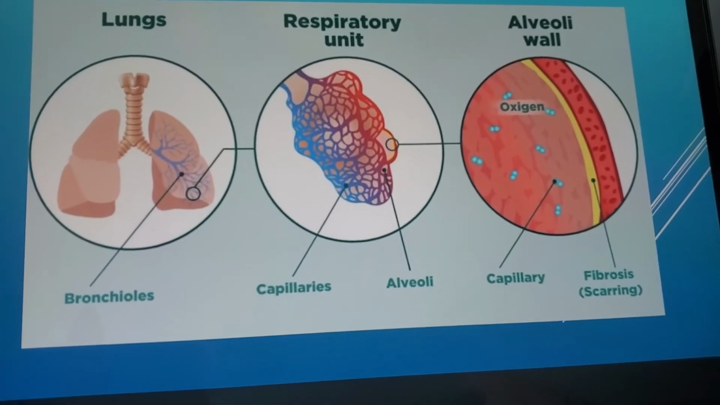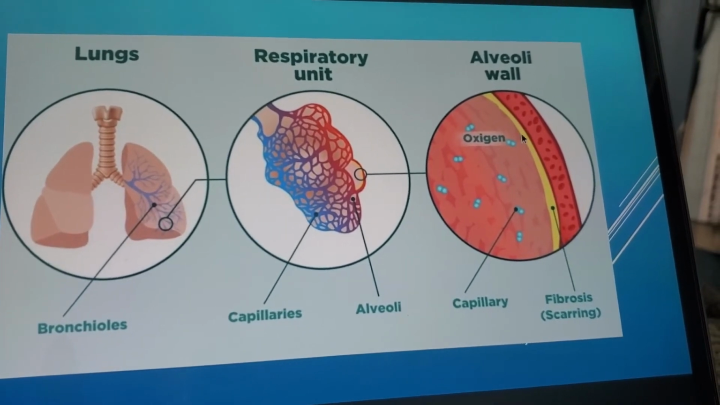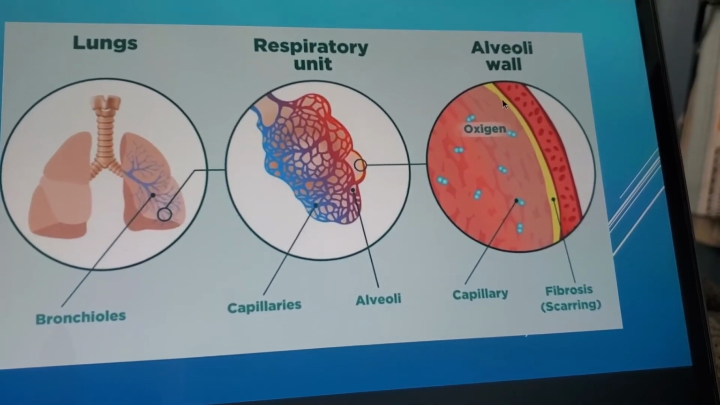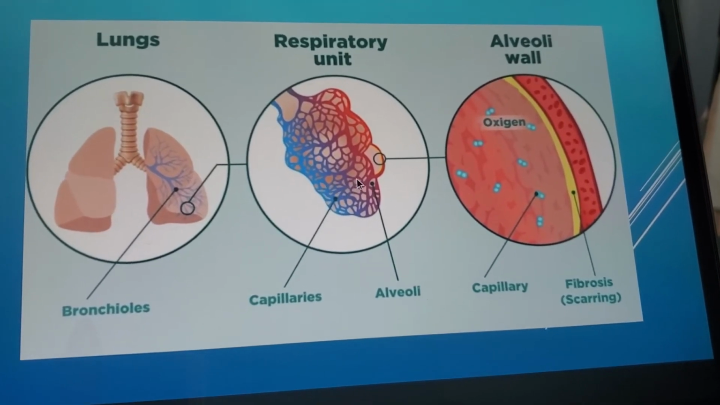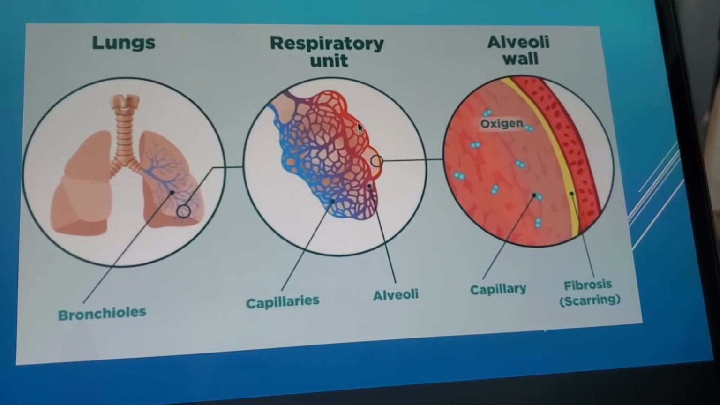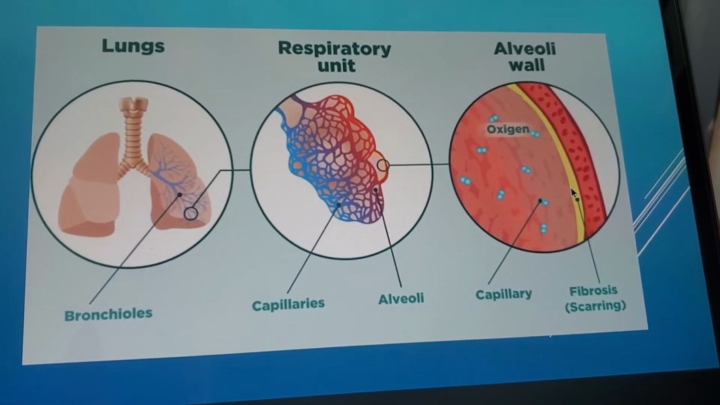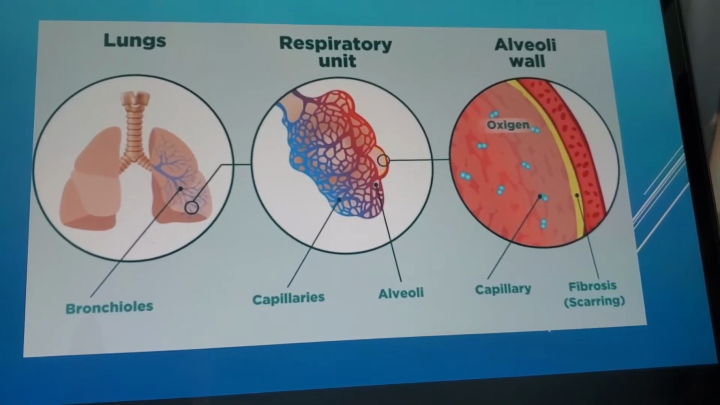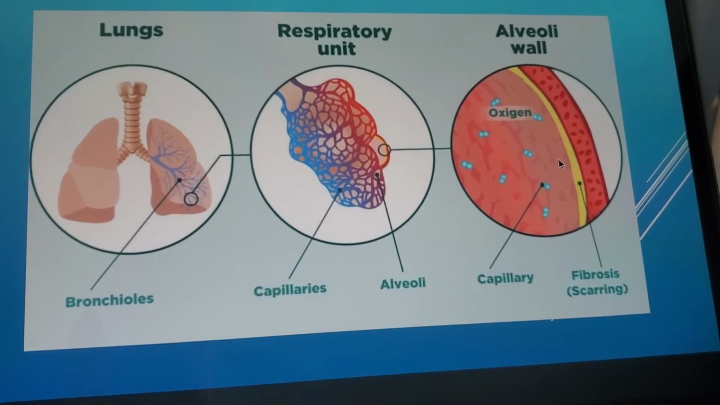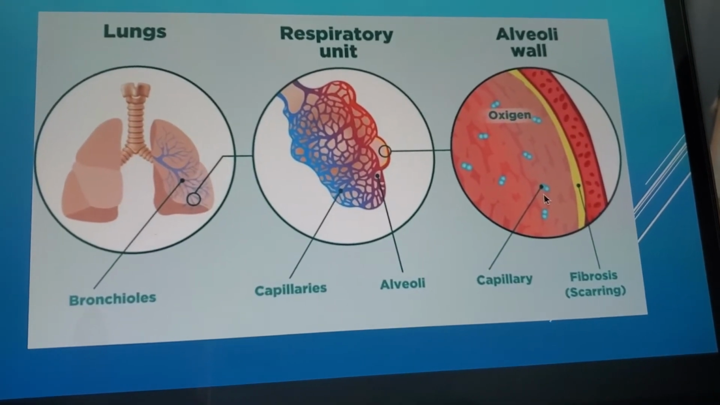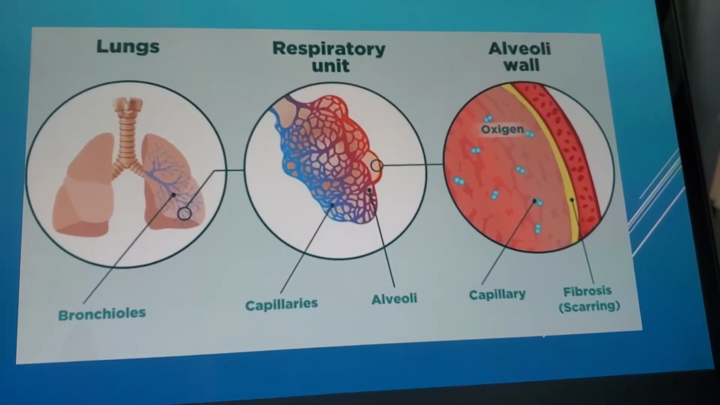Here's a picture to show how the scarring caused by the autoimmune disease can affect the lungs. Here's a picture of the lungs. Zoom in on the bronchioles, and the capillaries are the red and blue. And over here it shows how when rheumatoid arthritis affects the lungs, it can affect that interstitial tissue just like it does the joints and the fingers, and that can compress the alveoli. Therefore, if the alveoli cannot expand like they need to, less oxygen can be consumed.